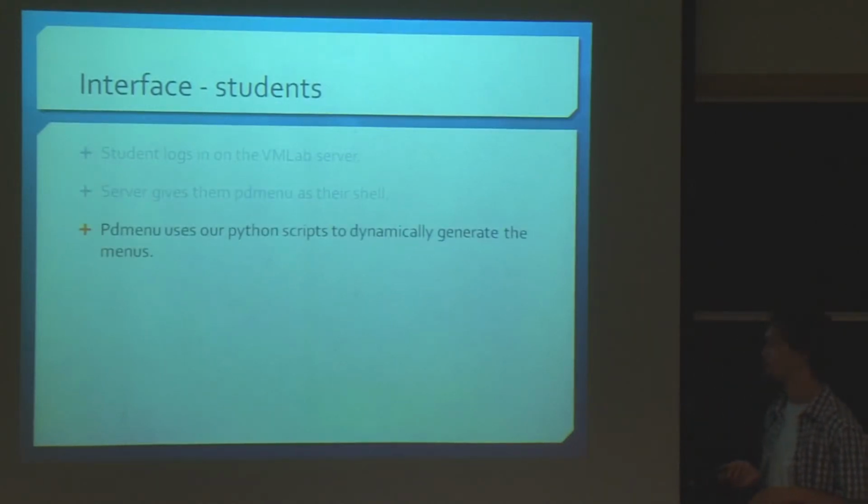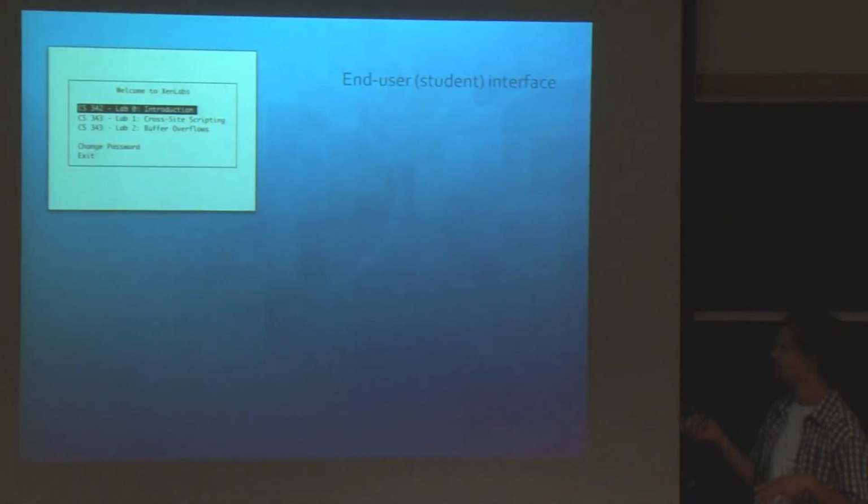So PD menu uses a Python script to dynamically generate the menus. It runs through the config files and says, okay, so you have 2 labs that you're a part of. I'm going to give you access to those. And then it generates the menu file, which is kind of complicated, but it ends up giving them this.